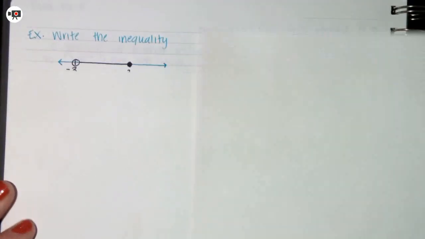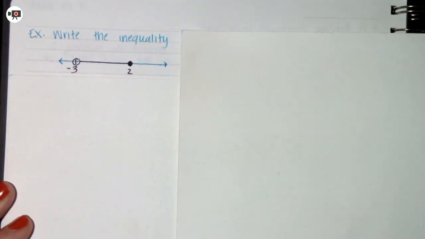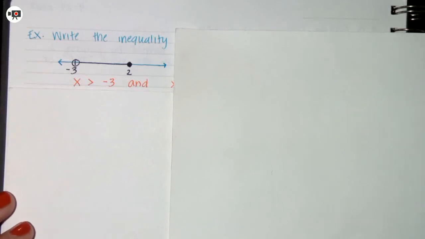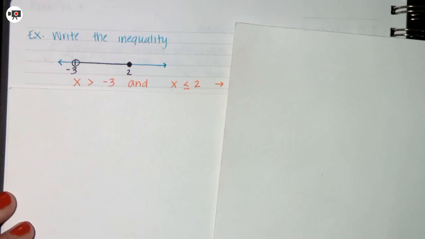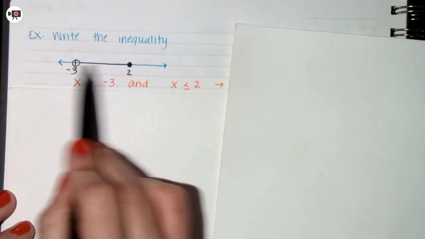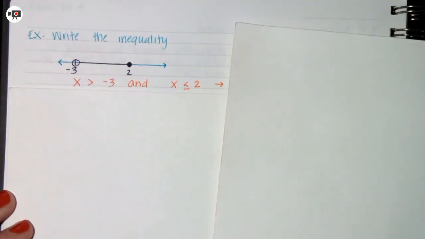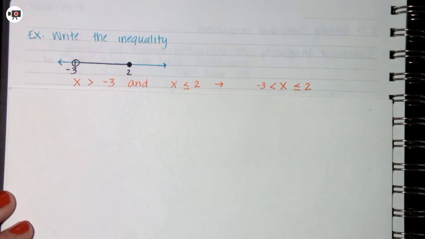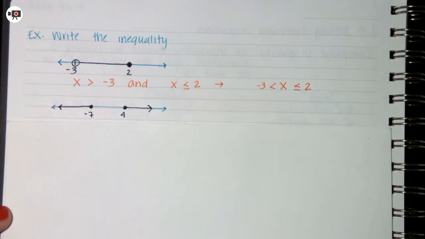Now we're going to write the inequality based on the graph. So for this one, I'm going to have x is greater than -3 and x is less than or equal to 2. Because this shaded part represents in the middle things that we can have. So this would be -3 is less than x is less than or equal to 2.